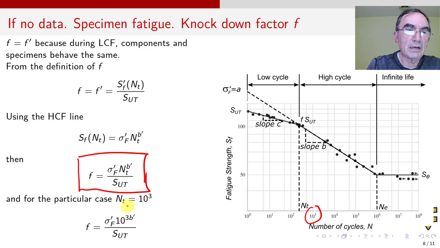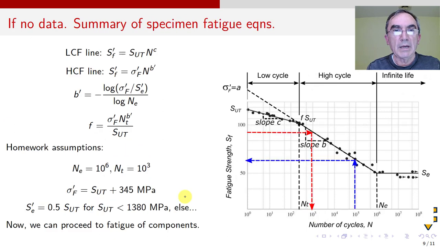Of course, for the particular case of N_T equal to 10 to the 3, if that's what you assume, the formula simplifies, but not much, because the 3 goes there, but N_T is 10 to the 3, so it's 10 to the 3 to the power b prime, a multiplication. So that's it. It's the same. Okay, so we have f.